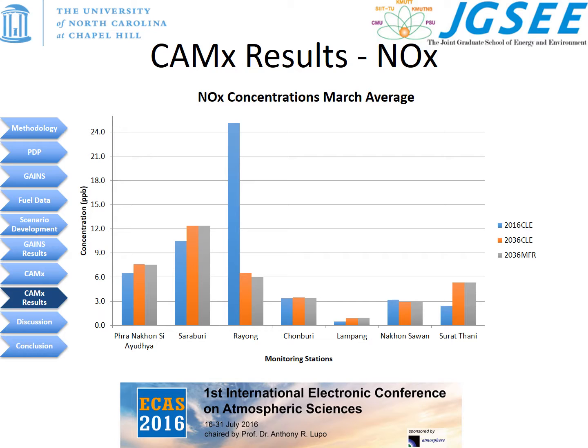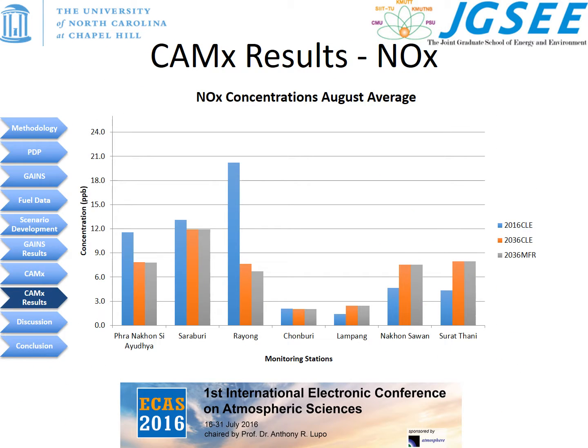The rest of the stations measured no change from the CLE 2036 to the MFR 2036 scenario. This is likely because of high additions of scattered biomass closer to the monitoring stations. For the Central Valley stations in August, we saw decreases in both 2036 scenarios except for Chonburi. The stations in the north and south increased in both 2036 scenarios, but were not different, likely due to scattered biomass in these regions.